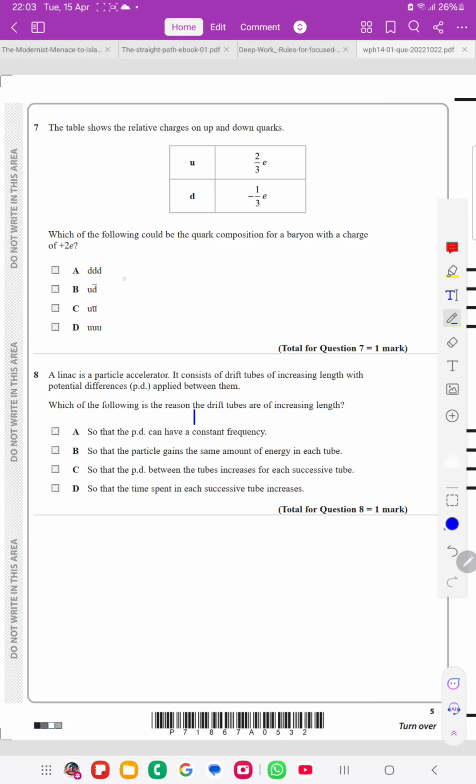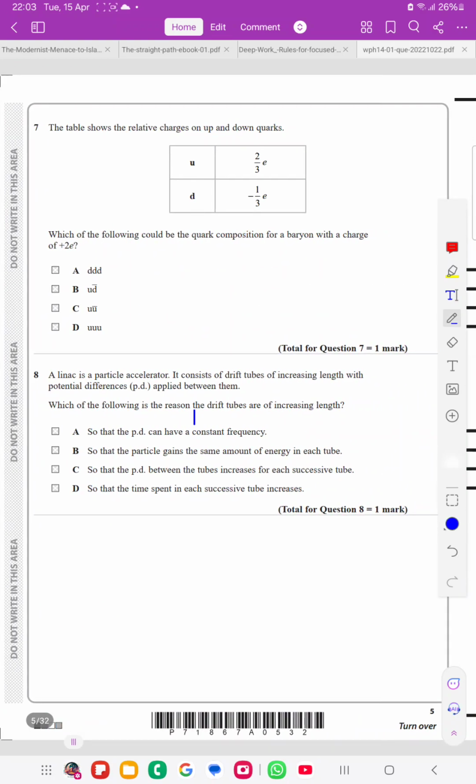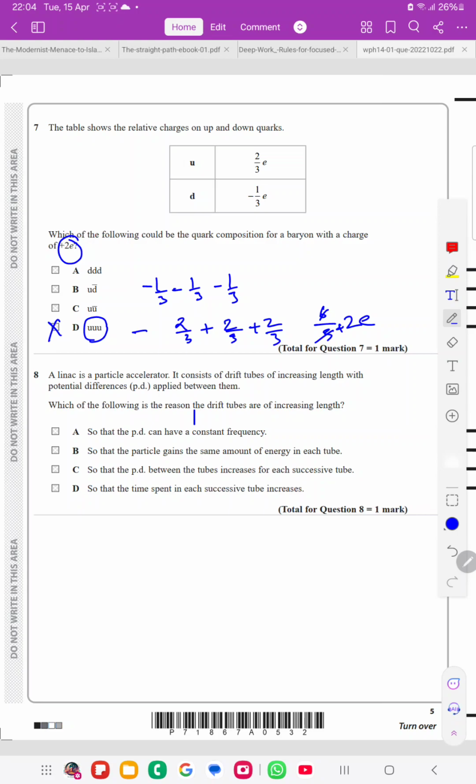Now if we consider down, down, down, then if you add all of them, you are getting minus 1/3, minus 1/3, minus 1/3. So you are not getting the plus 2e charge. Now if you consider up, up, up, in that case 2/3 plus 2/3 plus 2/3, so it should be 6/3, which is 2. So therefore it is equal to plus 2e. So here the option should be D.